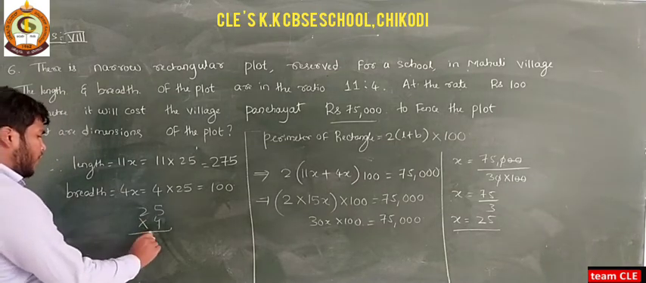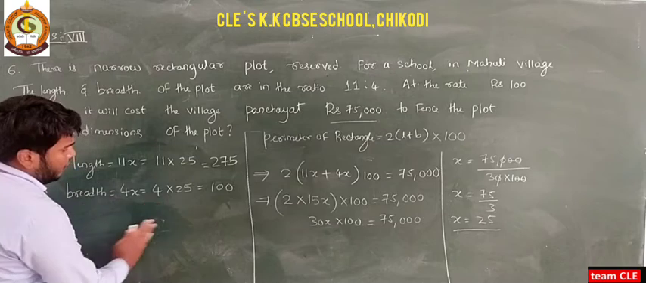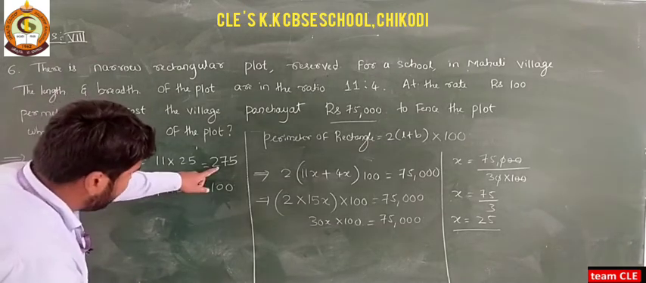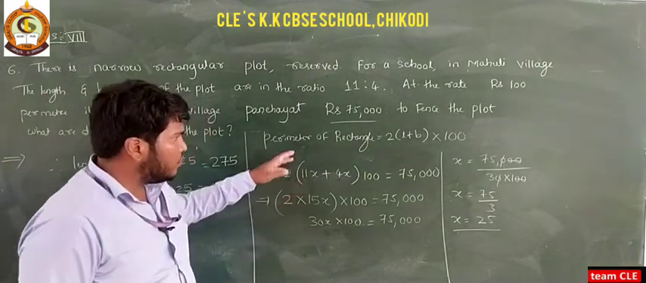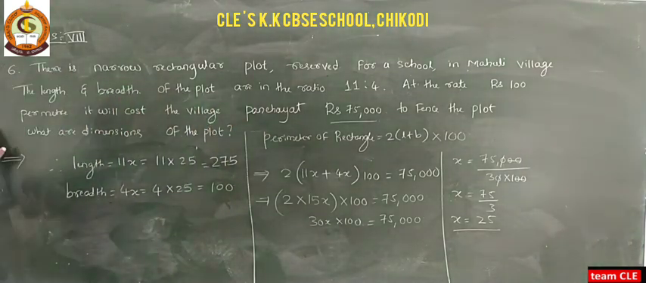So see here, 4 5s are 20, 4 2s are 8, it is 100. The breadth we required is 100. Okay dear students, the length we got is 275, and the breadth we got as 100. Please go through this problem and note down the sixth question of exercise number 2.4. Please note down.